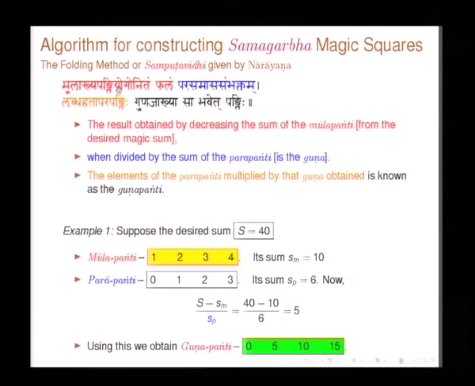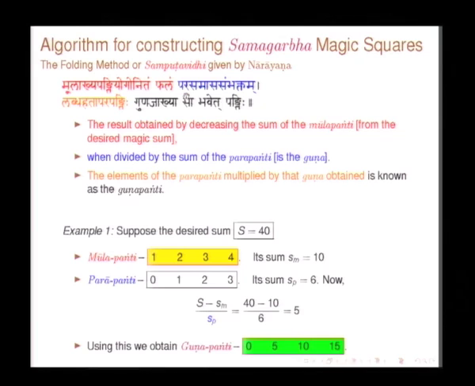Then Moolakhya Pankti Yogonitam Phalam Parasamasa Sambhaktam. Moolakhya Pankti yoga is basically sum. So, you had a Moola Pankti and you had an arithmetic sequence. Yoga is sum. Unitam is subtracted. Moolakhya Pankti Yogonitam Phalam Parasamasa Sambhaktam. Phalam, as mentioned earlier, refers to the sum of this magic square. So, sum is referred to as phalam.